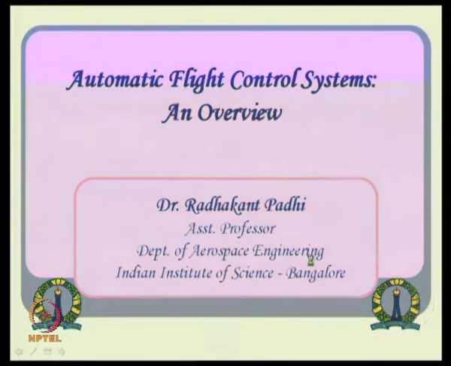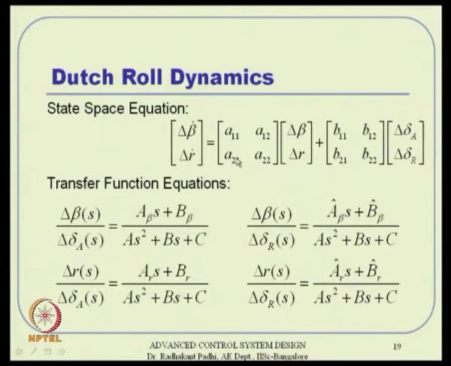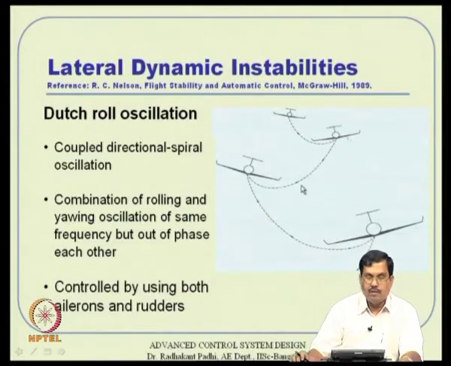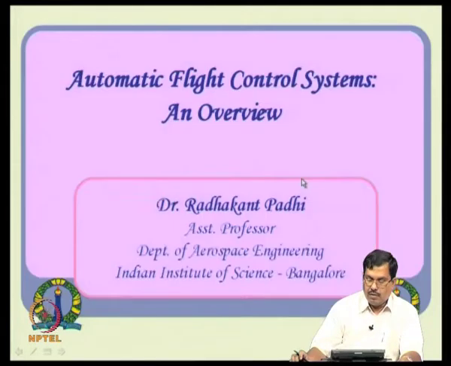So that is a quick overview of what we have already done before. We have derived the six degrees of freedom equations, we have derived the linearized equations, and we have discussed the lateral instability, longitudinal instability, the short period and long period modes, and Dutch roll. This was just a quick overview. Okay, now coming to the flight control system overview.